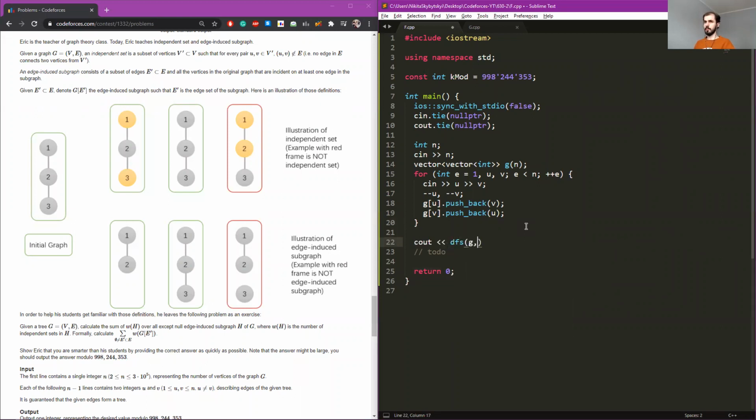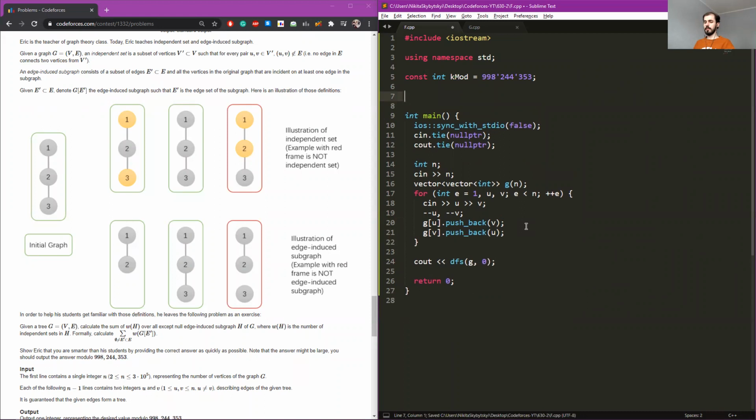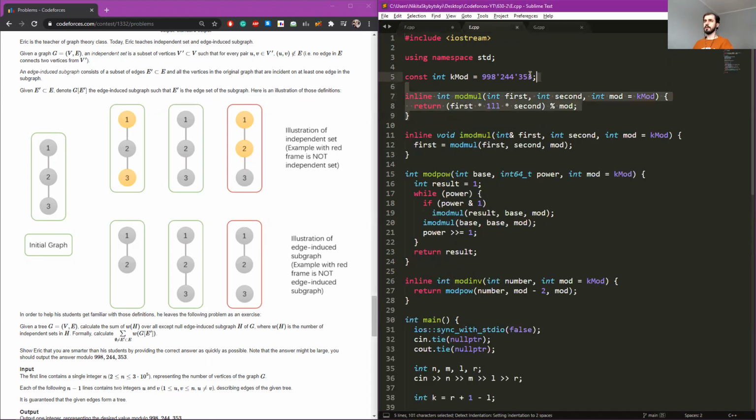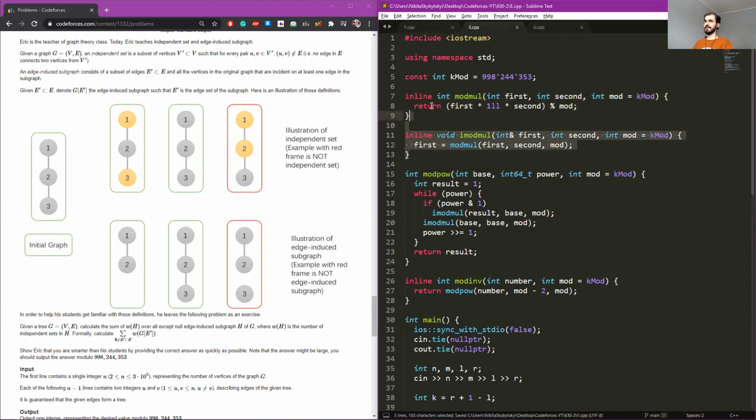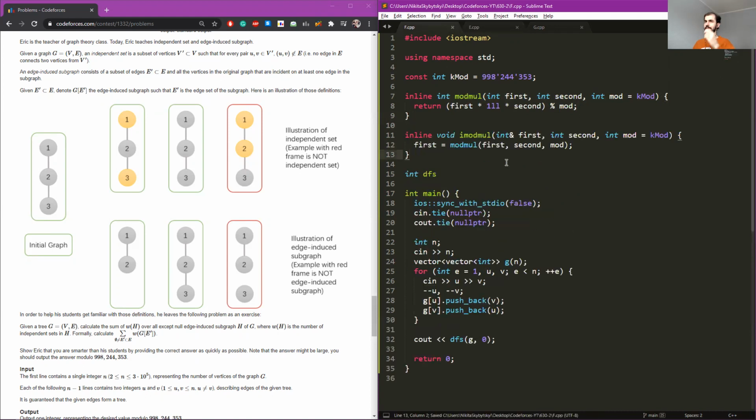DFS of G and 0. I don't care what vertex it is. Is it int or is it not? It's unclear what it should be. Yeah, I think we'll need this function. That's probably this function as well.